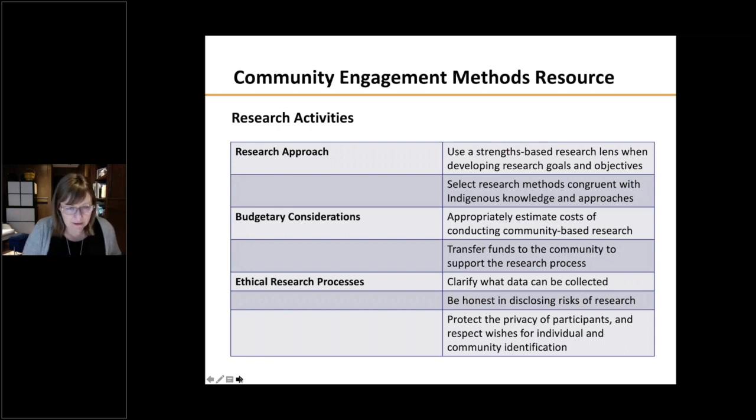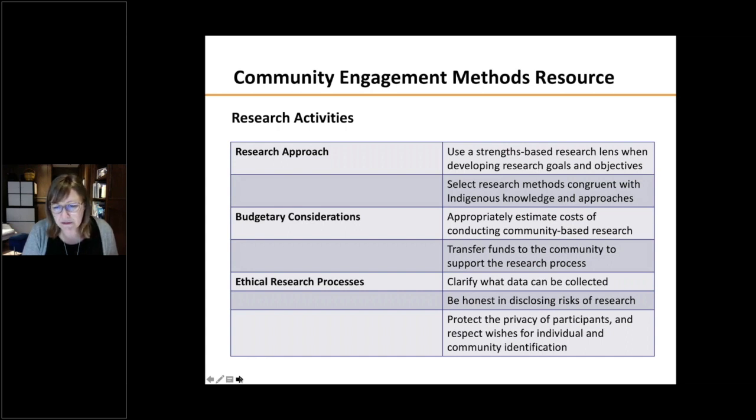All right, so then going on to the actual research activities itself, once all of those approvals are in place and the relationships are built, then thinking about your research approach. And this may be at the point where you're writing an application for funding or deciding what the appropriate way to get to your research answer is.